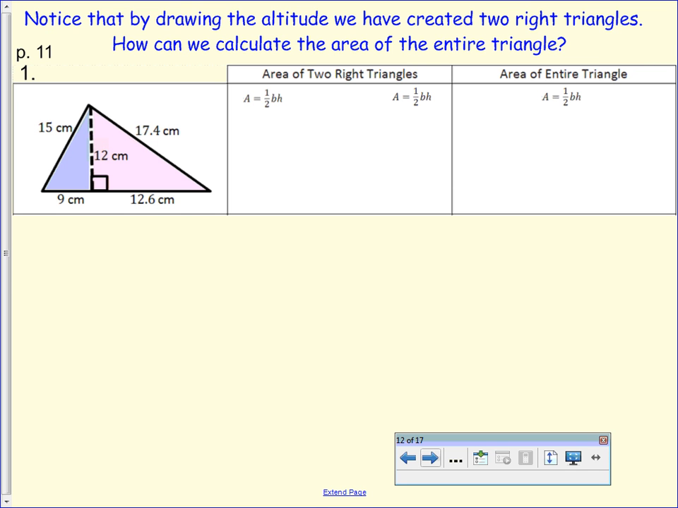Page 11, number 1. This is in lesson 3. In this acute triangle, we found the height on the inside of our triangle.